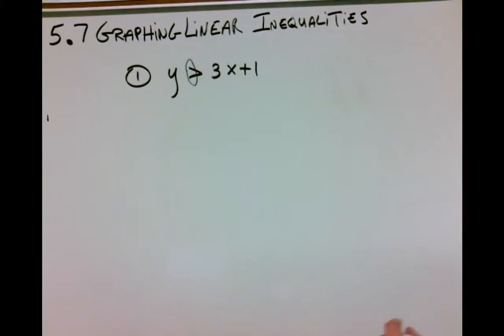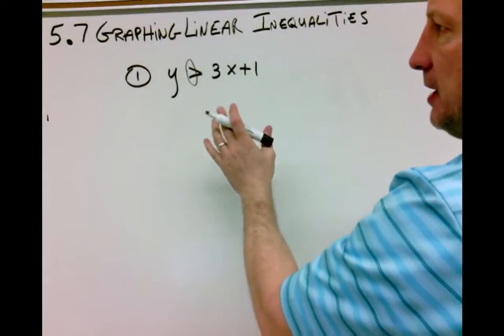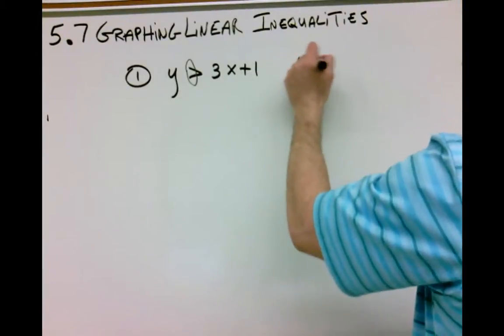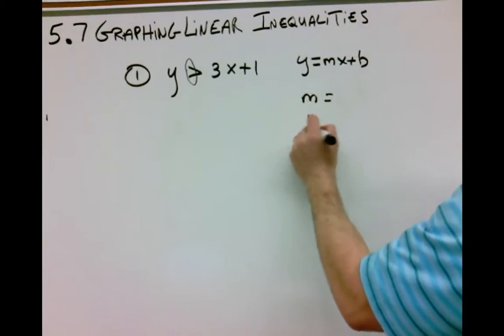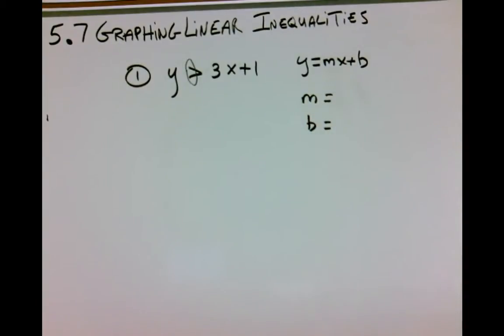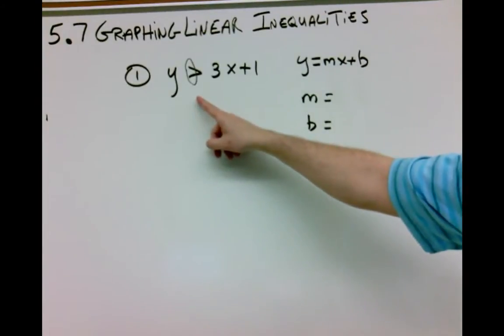All right, so now that I established that this means greater than, I'm going to pretend for now that it's just like this, y equals mx plus b. I always need my m and I always need my b in order to graph once it's like this. And then from there, I'll know if it's dotted or solid or shaded up or shaded down.